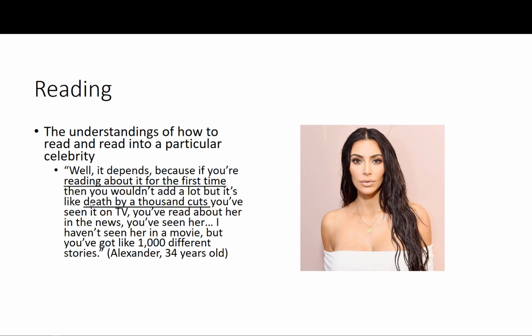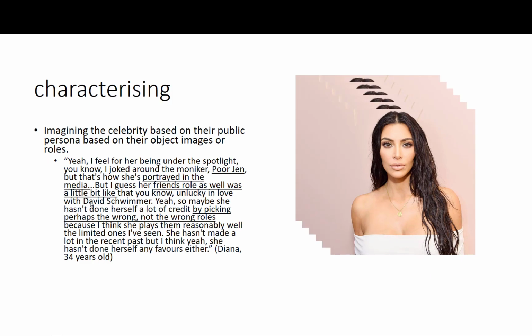towards this celebrity as you encounter more images, which leads us into characterizing, where you have these multiple images of Kim Kardashian, constantly being bombarded with images of Kim Kardashian. So therefore you then start characterizing who Kim Kardashian is. So this is imagining who the celebrity is based on their public persona, using the object, images or roles that they inhabit. So this is a quote from Diana, who's 34 as well. She's talking about Jennifer Aniston. So poor Jen, but that's how she's portrayed in the media. I guess her friend's role, as well as a little bit like, you know, unlucky in love. So maybe she hasn't done herself a lot of credit by picking perhaps the wrong roles, and people then building into this idea of poor Jen.